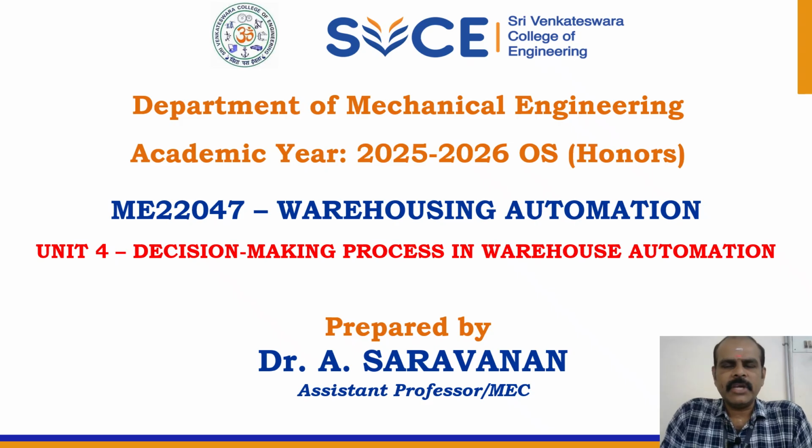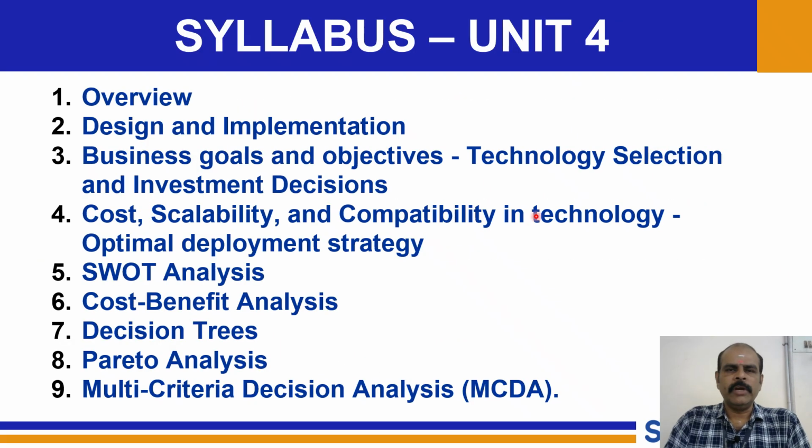So this presentation will take us to a new chapter in Unit 4, Decision Making Process in Warehouse. Today's topic of discussion is going to be decision trees. Unit 4 basically deals with decision making processes in warehousing automation.